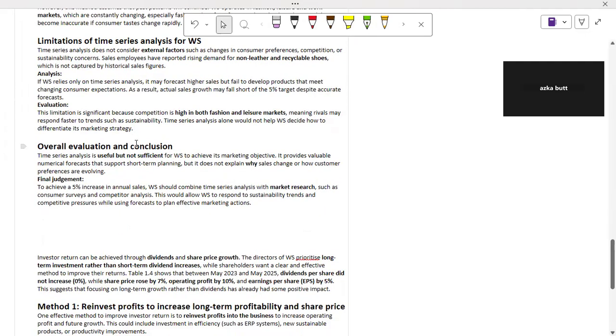So the overall evaluation conclusion is that time series analysis is useful but not sufficient for WS to achieve its marketing objectives. It provides a valuable numerical forecast that supports short-term planning.